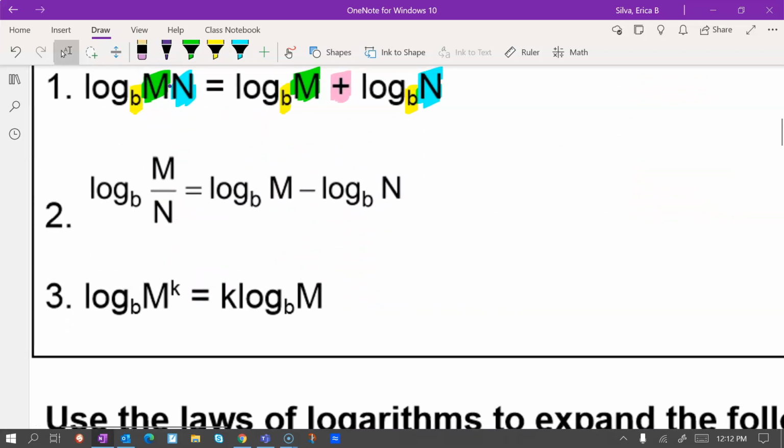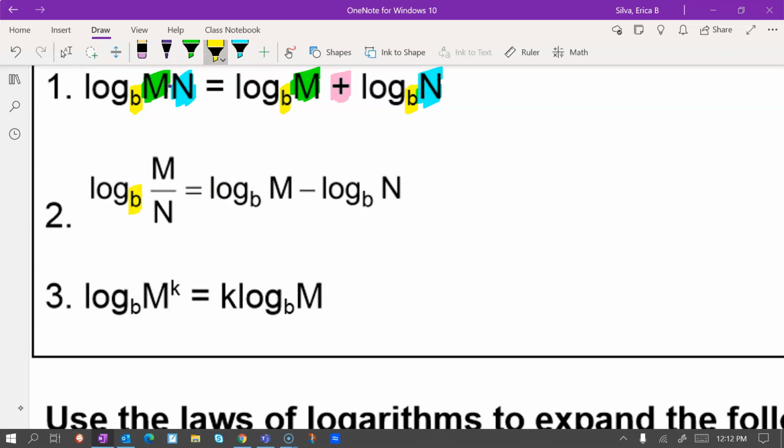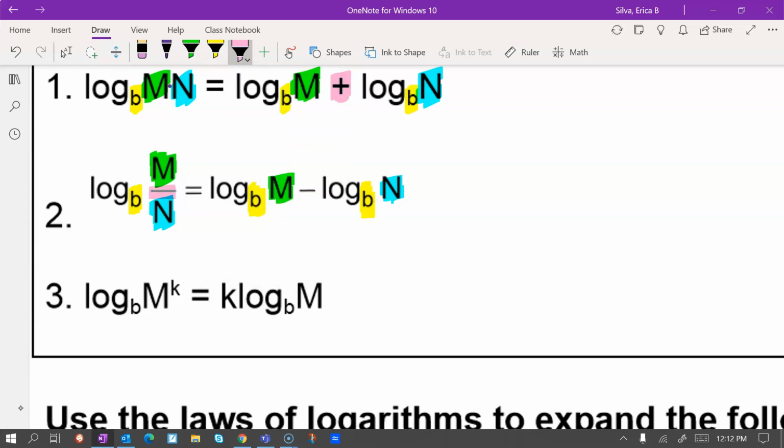All right, let's look at our second law. This is for a quotient. We have a log of base b, and for this one, we're dividing our numbers, m divided by n. Again, they both have their own log with the same base. But because we're dividing, we are going to subtract our logs from each other. And if you notice, that division sign looks like a minus sign. So that's a way to remember when you divide that you subtract the logs.